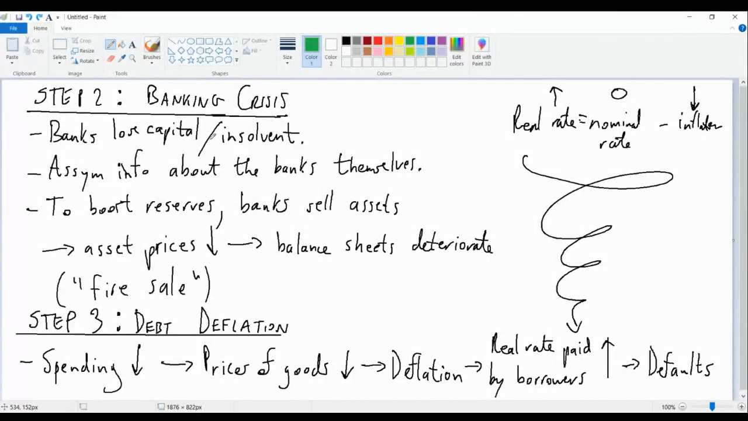Another possibility, which is similar, is that the banking system is nationalized. That's different from the government just giving bank capital to the banks, because the government is also taking control of the banks.